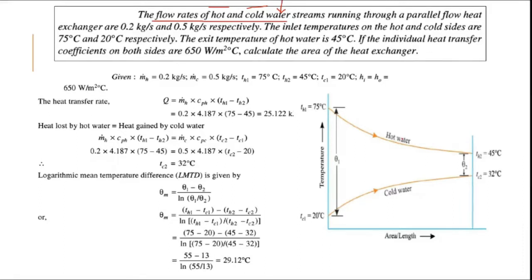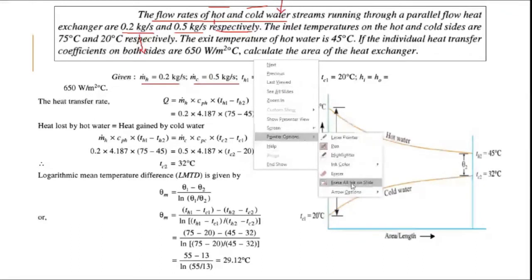So we have flow rates of hot and cold water, and the flow rates have been given as 0.2 kg per second and 0.5 kg per second, respectively. It means first is hot, so this is the mh value. mh is equal to 0.2 and mc is equal to 0.5.